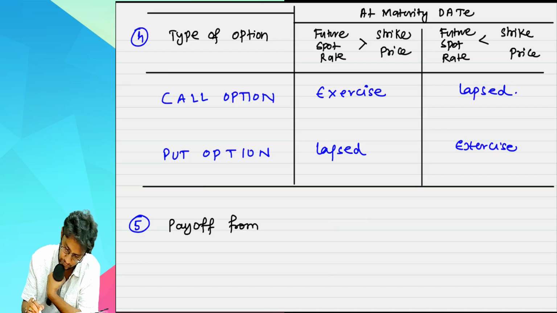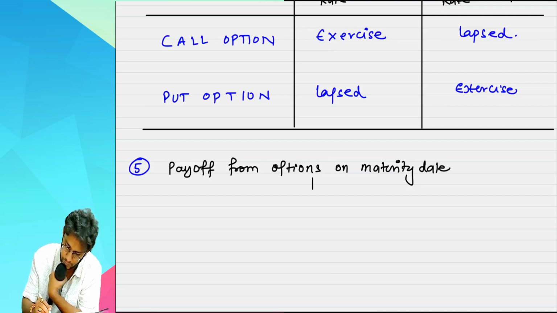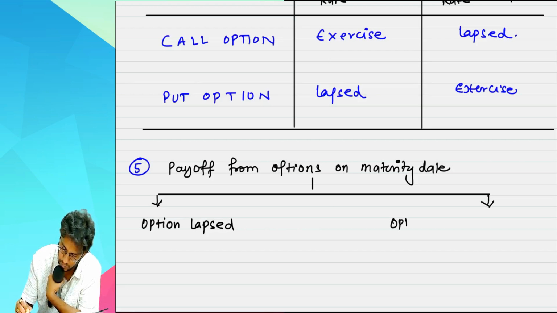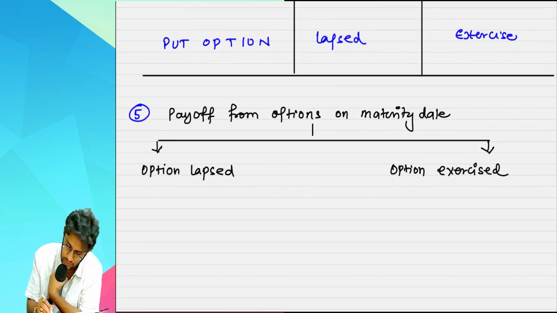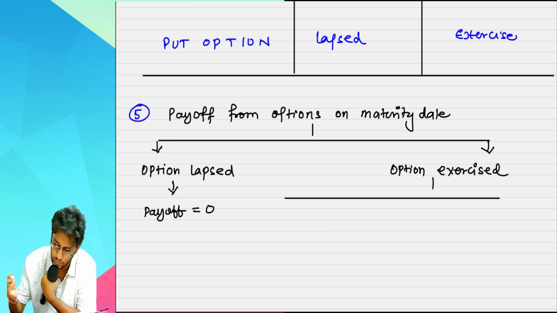Payoff from options on maturity date. Option lapsed: payoff is equal to 0. Option exercised, then I will have to ask you which option it is.